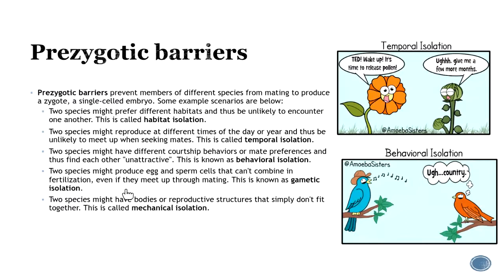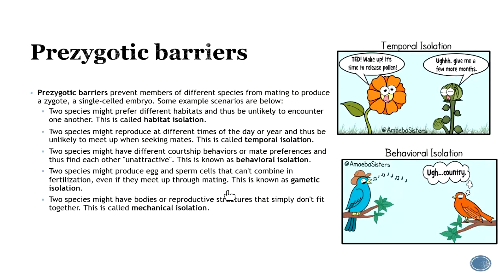Now, what happens if two species actually do come together? It might happen that the egg and sperm can't combine in fertilization, even if they meet up and mate. So this is like the cat and the dog humping. This is gametic isolation. It has to do with differences in the number of chromosomes, and when they come together, the cell just realizes things are wrong and rejects it.